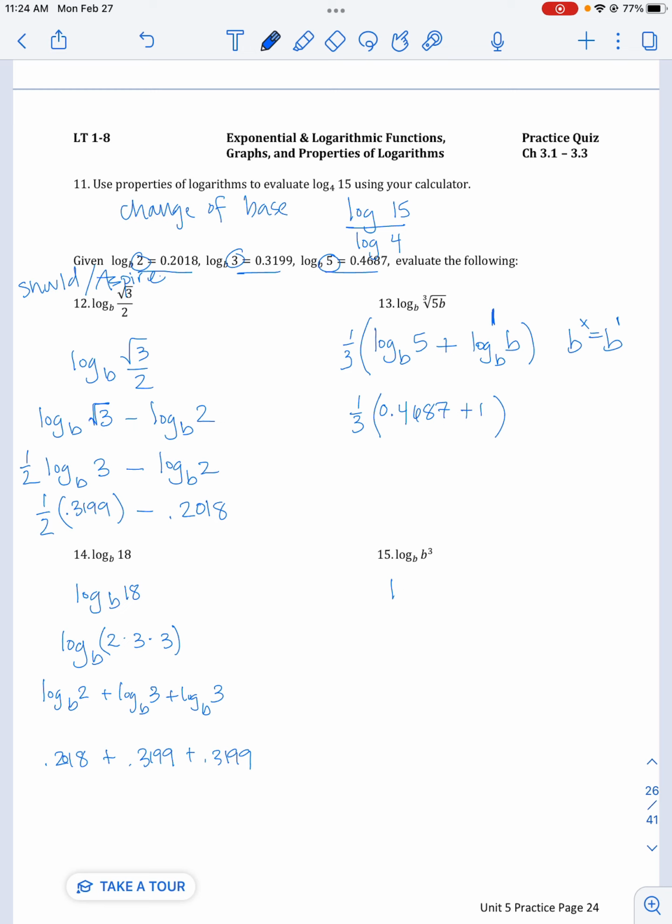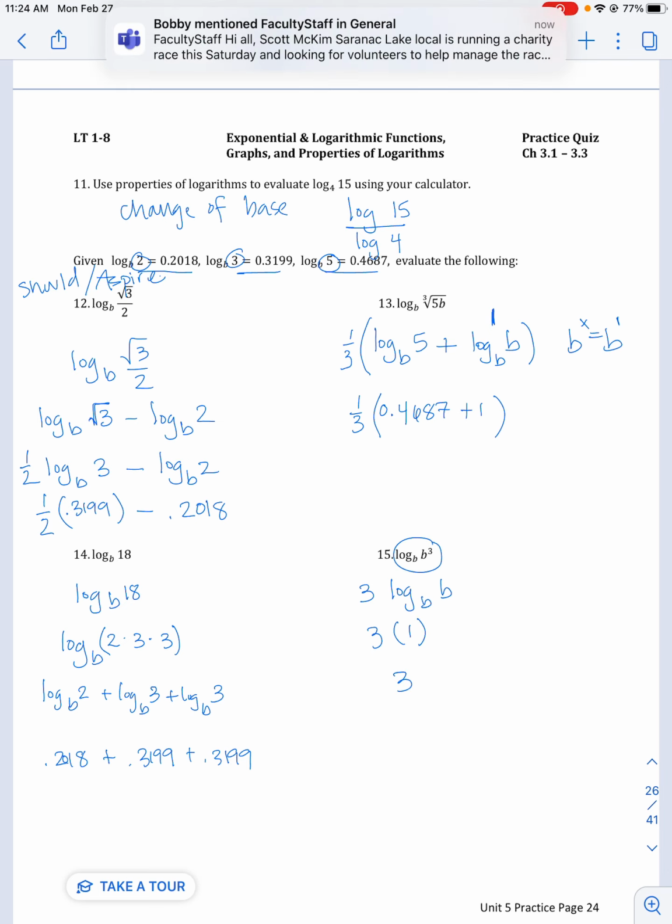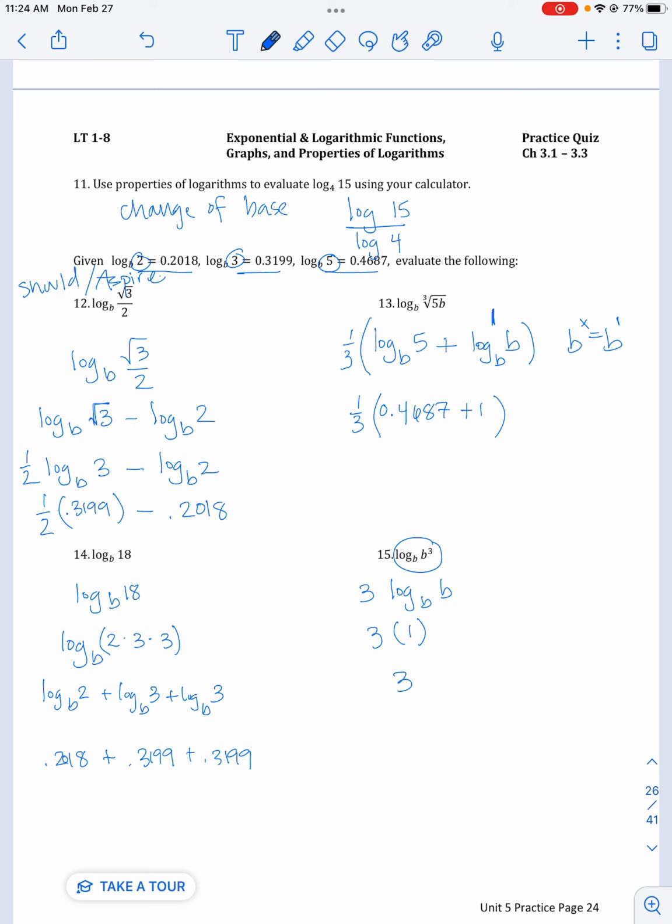Okay, in 15, I'm looking at 3 times log base b of b. Well, we already said that the log base b of b is 1. My answer is 3. And that's true whenever you see something like this. You're going to see, well, what do I have to raise b to to get b to the 3rd? Well, the answer is 3.